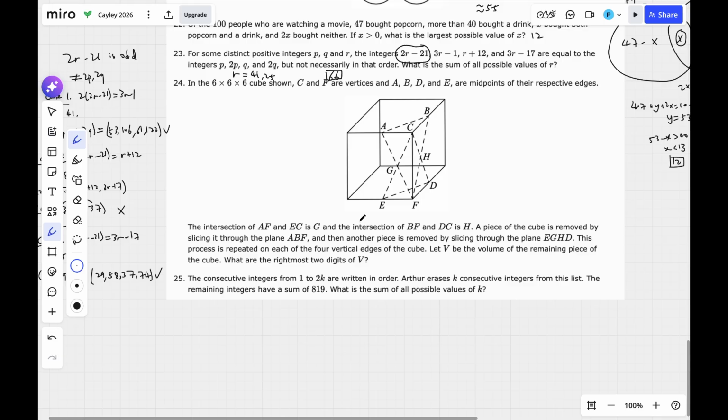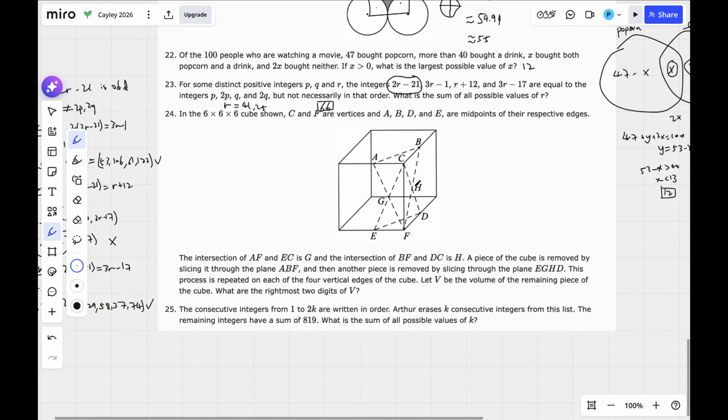Now we have problem 24. In the 6 by 6 by 6 cube shown, C and F are vertices, and A, B, D, E are midpoints of the respective edges. The intersection of AF and EC is G, and the intersection of BF and DC is H. A piece of the cube is removed by slicing it through the plane ABF, and then another piece is removed by slicing through the plane EGHD. This process is repeated on each of the 4 vertical edges of the cube. Let V be the volume of the remaining piece of the cube. What are the rightmost 2 digits of V?